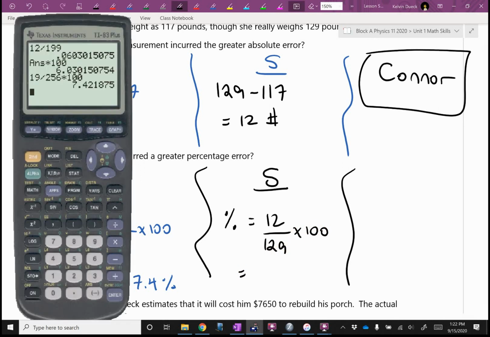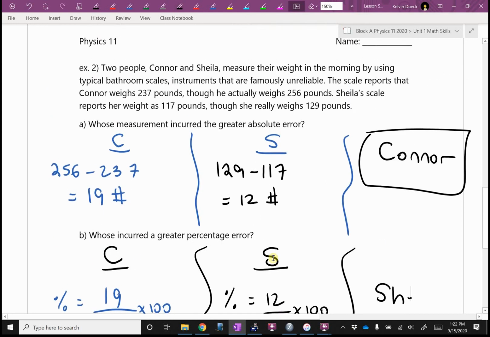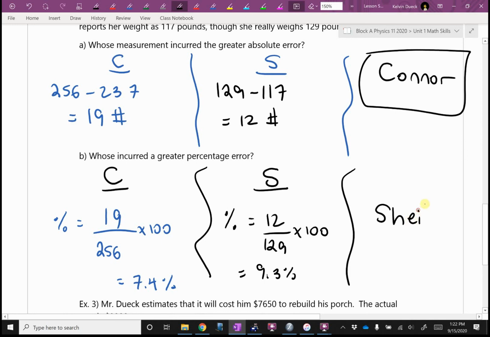I've often wondered if they deliberately underscale bathroom scales because people might be more inclined to buy a scale that makes them appear less heavy. I don't know. 9.3%. I didn't bother multiplying by 100. I did that in my head. So, who has the greatest percentage error? Sheila. Did I spell Sheila E-I or I-E? E-I. I was right.